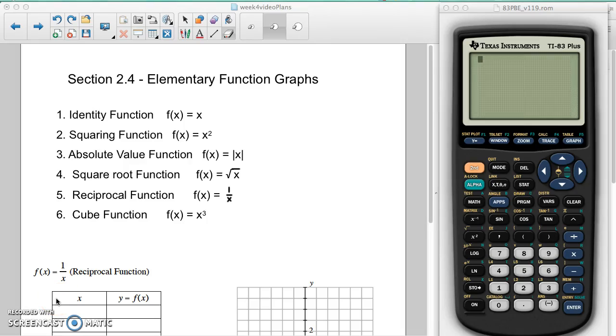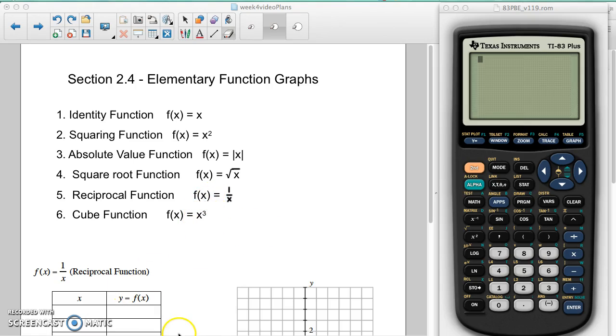Hello and welcome back to section 2.4, Graphing Elementary Functions. In this video we're going to be looking at the reciprocal function. Now these functions, the identity function, which gives you the same value back, the squaring function, which is when you put a number in it gets squared each time. We did the absolute value and the square root in the last video. We're going to do the reciprocal in this video, the cubic ones.